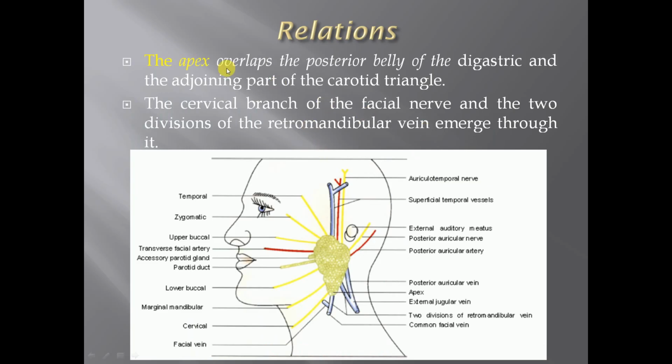Coming on to the relations, this is the apex. It overlaps the posterior belly of the digastric and the adjoining part of the carotid triangle. The cervical branch of the facial nerve and the two divisions of the retromandibular vein emerge through it.